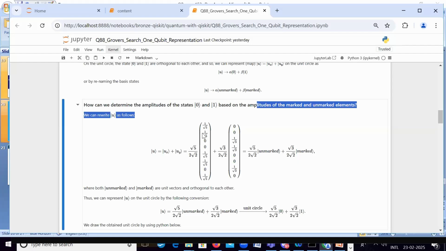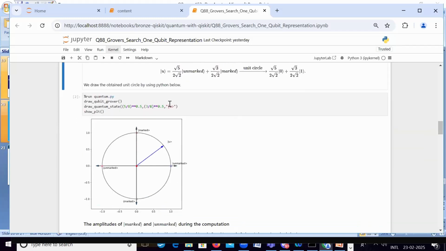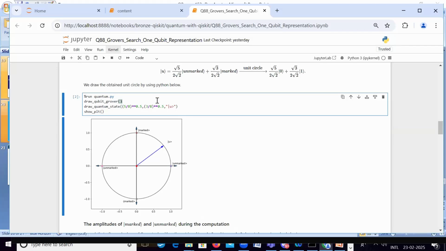So all the elements in the first are marked, and in the second all values are unmarked. Every element of marked and every element of unmarked are unit vectors and orthogonal to each other. So what is the meaning of that? By multiplying the elements of the marked and unmarked, we get the value 0, and their summation is also 0. Now here is the one vector representation.